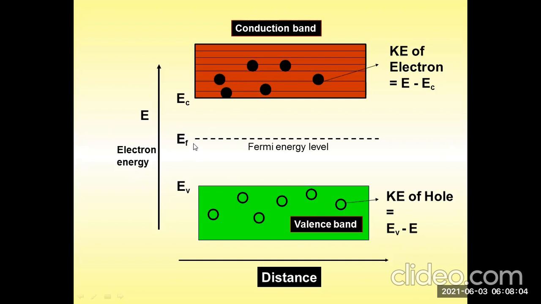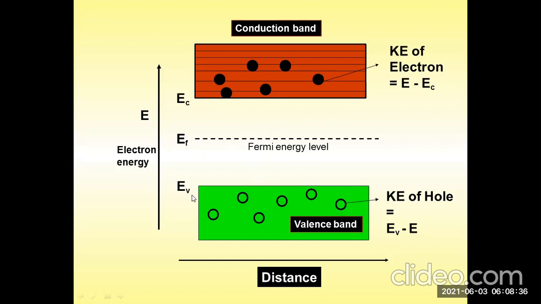You can see the exact middle way is known as the Fermi energy level. What is the meaning of Fermi energy level? The level below this is completely filled, and the level above this is completely empty. This is called the Fermi level, and the gap you are finding is known as the energy band gap.